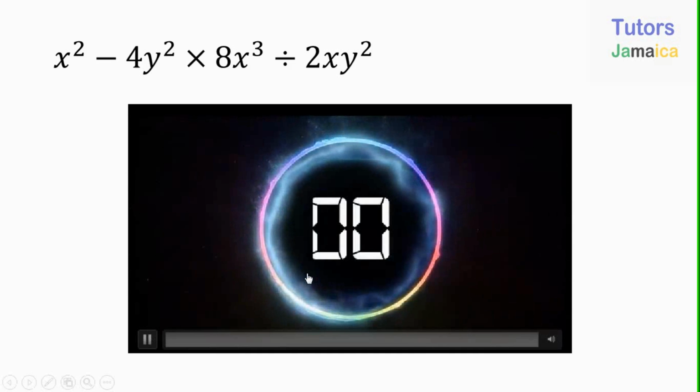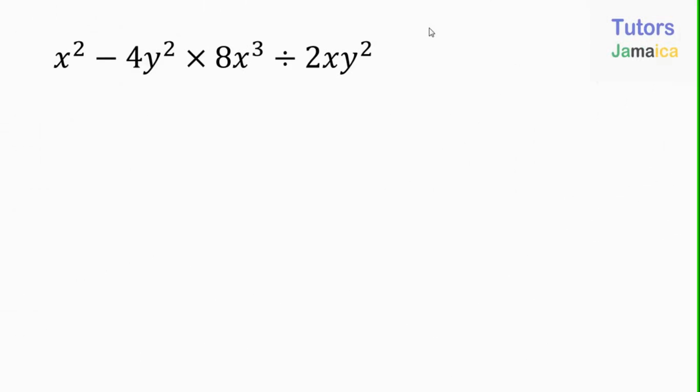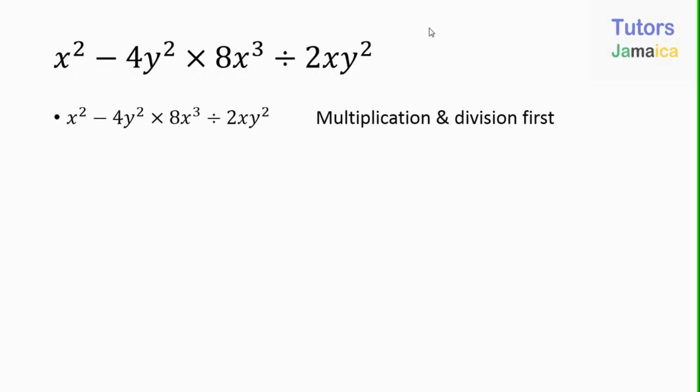Alright, so let's move on to this example. Let's look at this example. We have x squared minus 4y squared times 8x cubed divided by 2xy squared. So the first thing we need to do is our multiplication and our division.